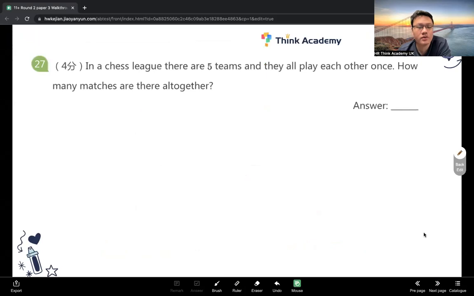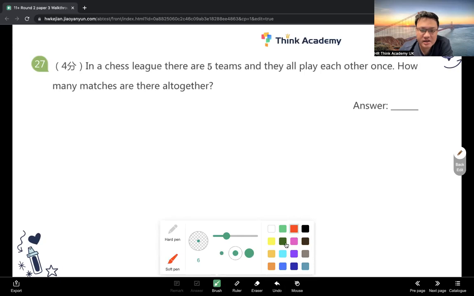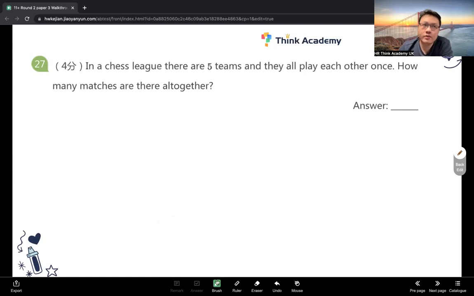Now let's move on to question number 27. In a chess league, there are 5 teams and they all play each other once. How many matches are there altogether? So it's like we know that in each group of the World Cup, you also watch the World Cup, right? We got 4 teams, and in the other 4 teams, they're gonna play with each one only once. So that way you're gonna have 6 games.